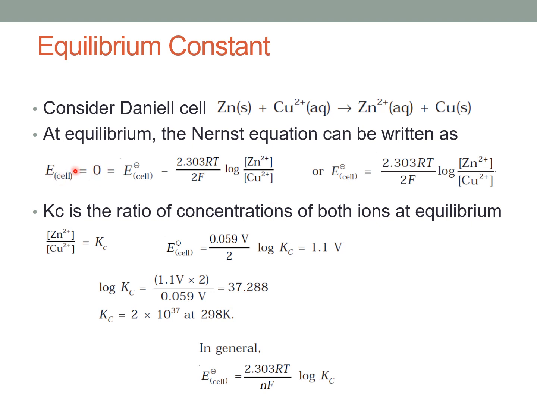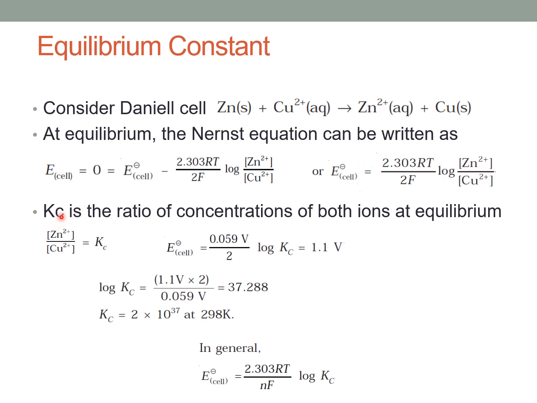You know that E cell is 0 because at this potential, when the power is fully utilized, the potential of the cell becomes 0, where the reaction is now in the equilibrium state. So that's why E cell is 0 now. If you substitute 0 here, then E0 cell comes to this side, so it becomes plus 2.303 RT by 2F log zinc 2 plus by copper 2 plus.